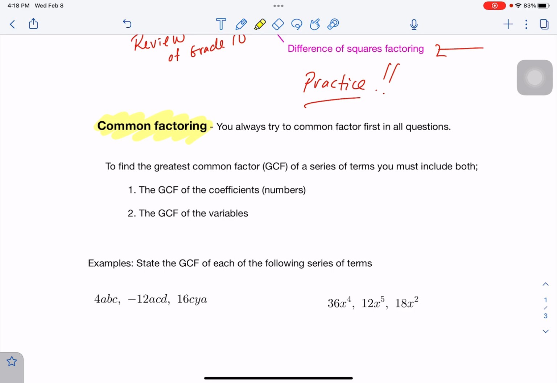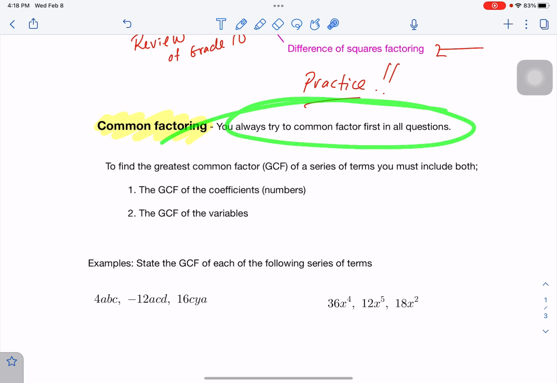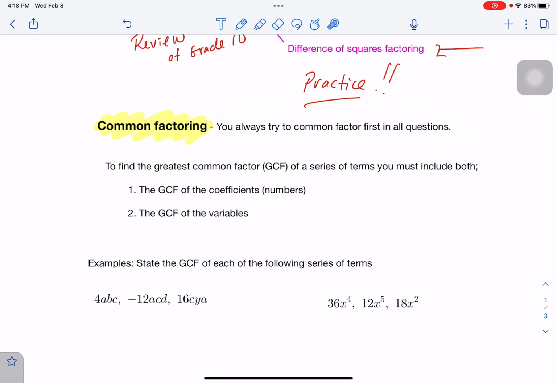And common factoring, you must always try first in all questions. It's going to make your life easier in the long run. If you don't do this first, then you're going to have questions that are going to be ugly, they're going to be long, they're going to be tedious, and you're going to see that if you had common factored them first, your life would have been made much more easier in the factoring arena.